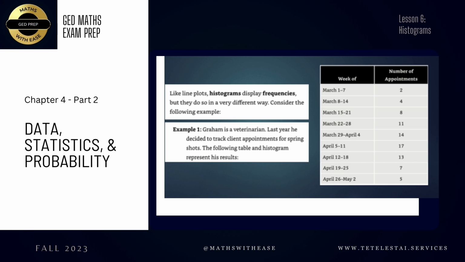So we can see here on the left, we have the week in question, and then on the right, we have the number of appointments made that week. For example, the week of March 15th to March 21, Graham had 8 appointments.